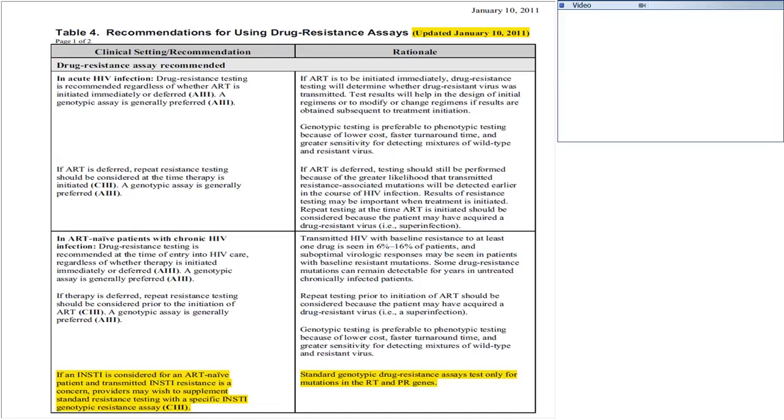There is another table that we have included as a PDF in the basic Building the Foundation section that gives a little bit more information about the resistance assays, and it's just there for your reference.